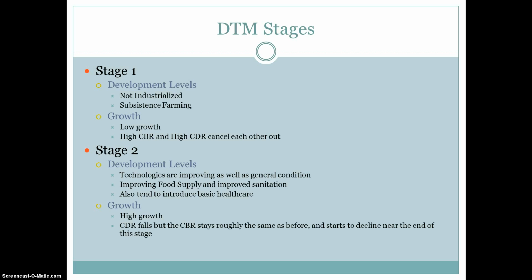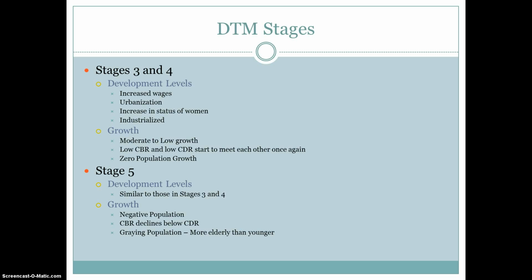When we look at growth of stage 2 countries, we see high growth. This is because the crude death rate of a stage 2 country falls off extremely rapidly, but the crude birth rate stays roughly the same as before, and only starts to decline near the end of the stage. So when we look at the graph of this, which we'll see later in the PowerPoint, we'll see that while the crude death rate declines, the crude birth rate will stay roughly the same as before, leaving this huge gap for the population to grow rapidly.